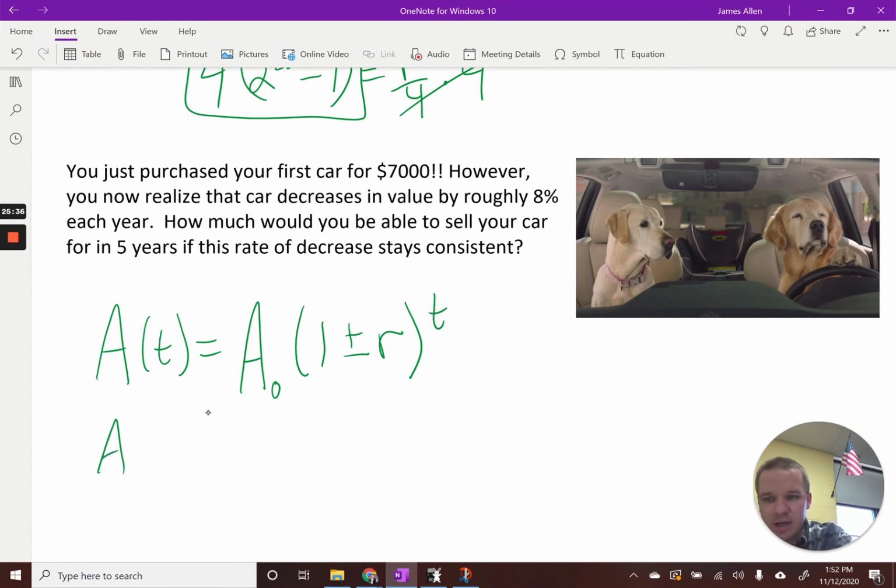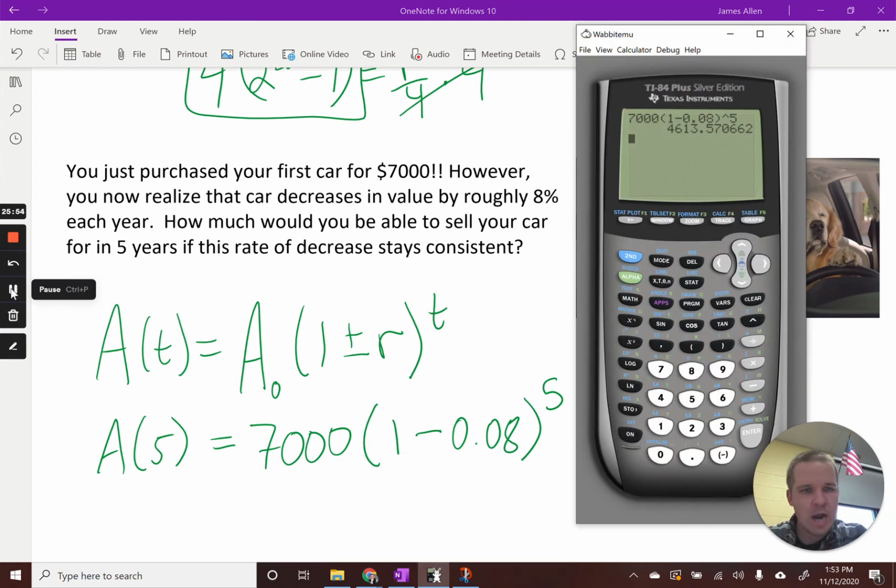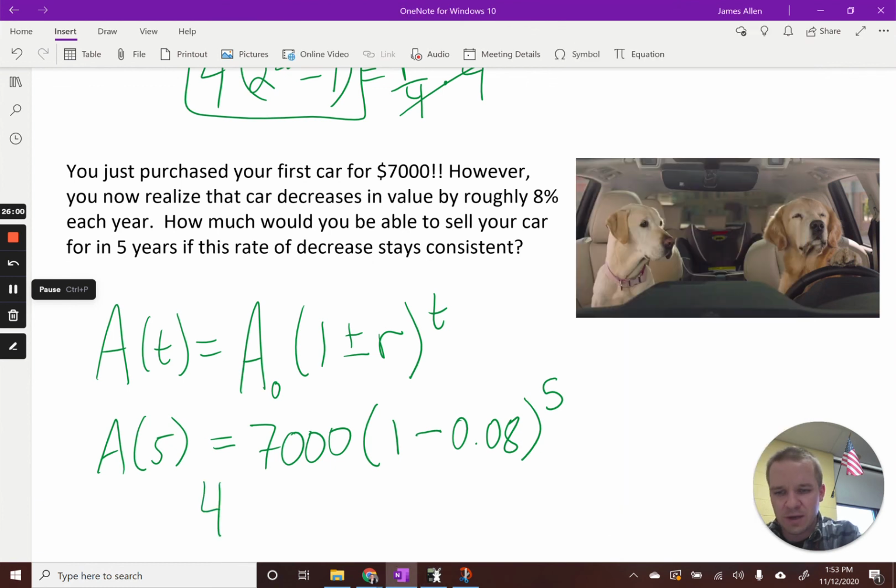So let's go ahead and plug in here. T is 5, so the amount of money it's worth after 5 years. And it started at $7,000. 1 minus 0.08 raised to the 5 years. Let's find out what this thing's going to be worth. Let's plug it in. All right, and there we have it, folks. $4,613.57. 4,600, was it 13? I can't remember now.